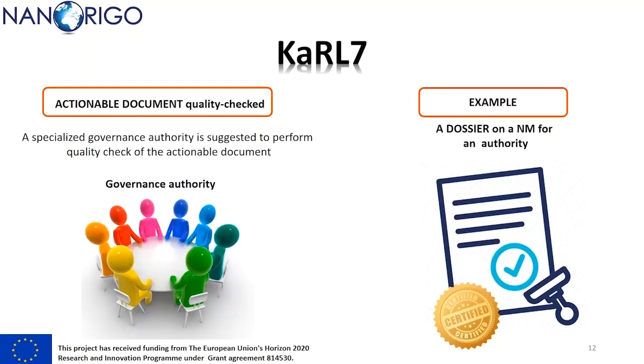Previously, we talked about KaRL 6 representing an actionable document for individual stakeholders, which means that such an actionable document is designed for small scale. However, if we intend to produce actionable documents for large scale, for policy, for decision making, regulatory purposes, then we suggest a KaRL 7. KaRL 7 is a level where a specialized governance authority or a group of experts is suggested to perform a quality check of an actionable document. This group of experts could perform, for example, a completeness check of all the documents. They could perform a traceability assessment, whether the data and studies and knowledge gained until now are traceable. Only then can it be considered suitable for further purposes, for large-scale purposes.